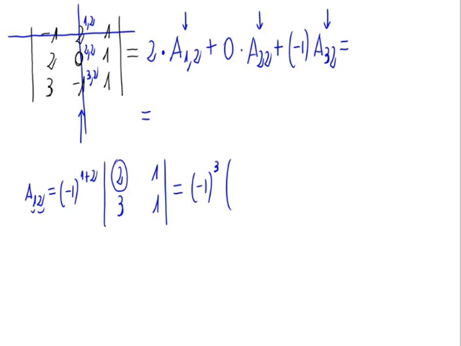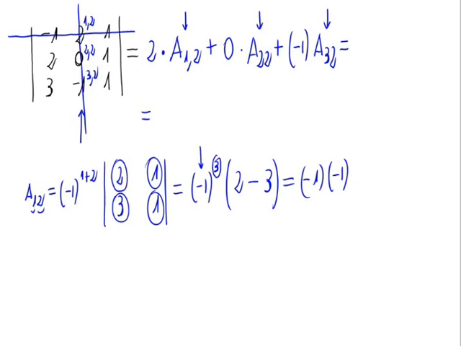So -1 raised to the 3, that is -1 cubed, would be -1. Oh no, I'm sorry, the -1. And now 2 minus 3 is -1, and -1 times -1 is 1. So A12 is 1, and we just have to multiply this by 2.